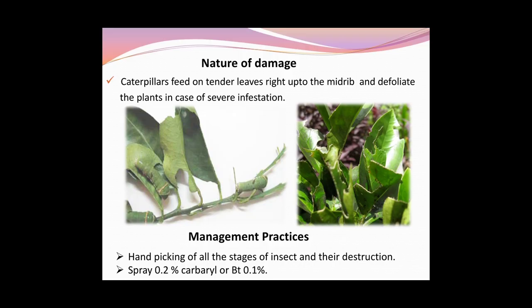The next point is management practices for lemon butterfly. First one, the hand picking of all the stages of insect and their destruction. Then spray with 0.2% carbaryl or BT 0.1%. So these are the management practices for the control of lemon butterfly.